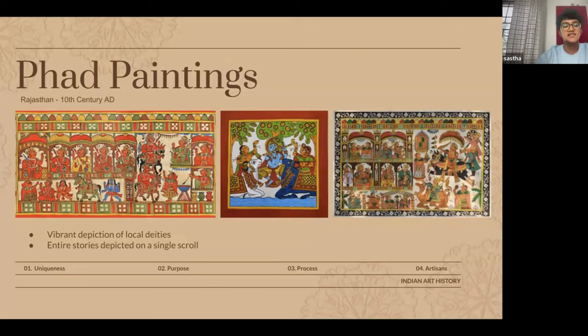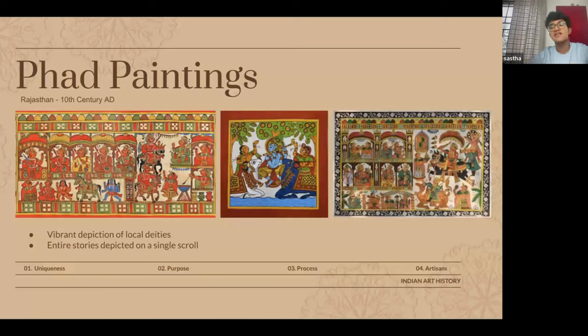The primary purpose of Pat paintings was to serve as a visual aid for folk singers known as bopas, who narrated these tales during village gatherings and festivals. Pat paintings are characterized by their bold colors and dynamic compositions. The scrolls, often spanning several feet in length, are filled with detailed figures and create a visually engaging narrative.